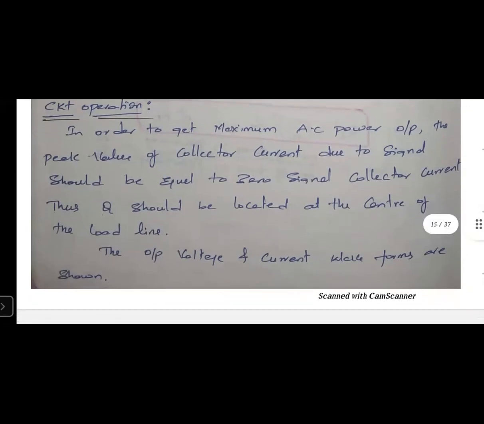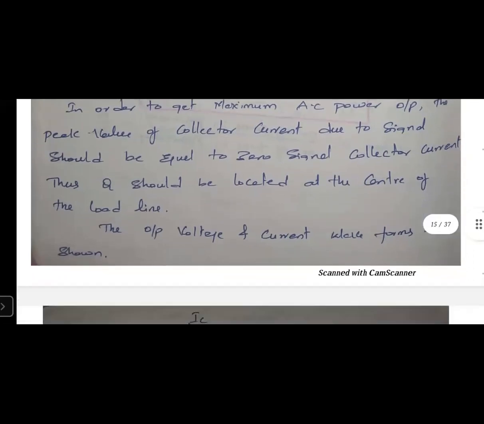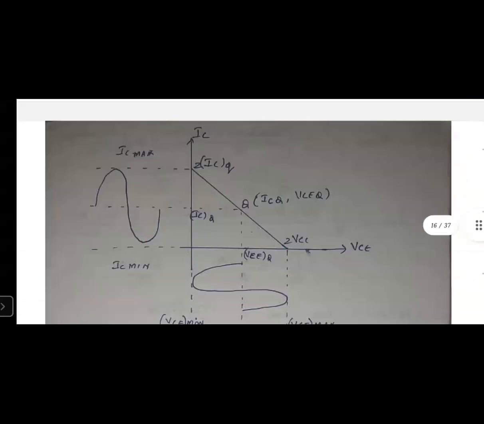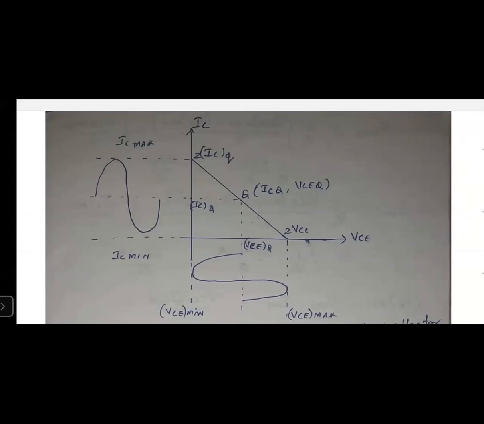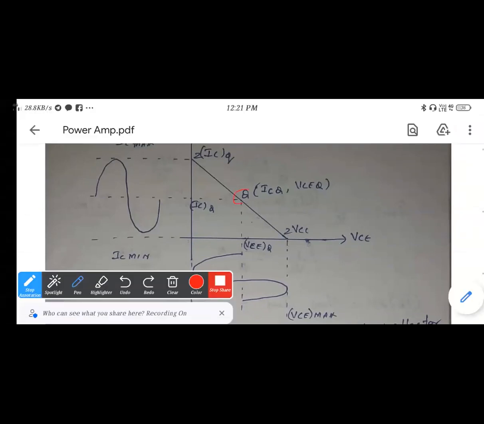Here, if you observe this configuration, the operating point is fixed in the load line characteristics. It is the midpoint. And if you observe, the collector current has IC maximum and IC minimum. This is the operating point. Between these points, above is IC, below is IC. Therefore, we are getting 2 times IC.